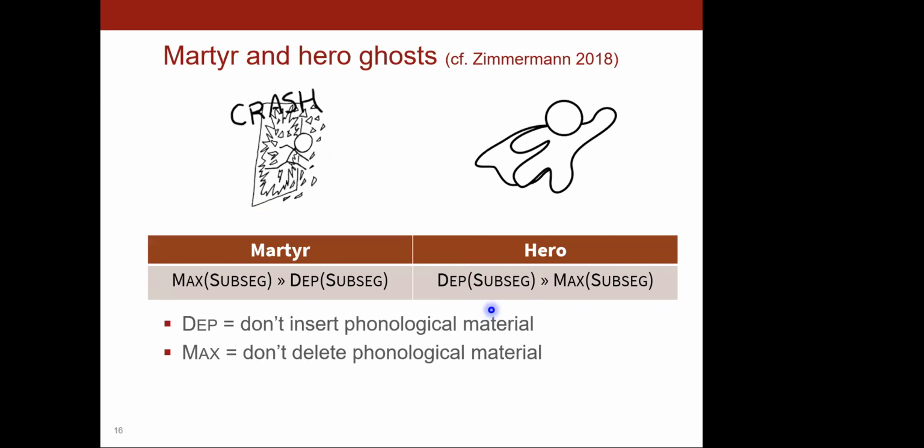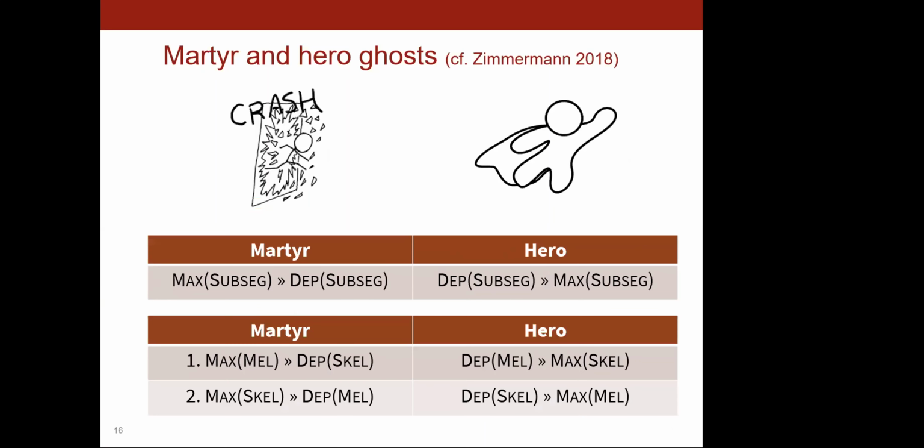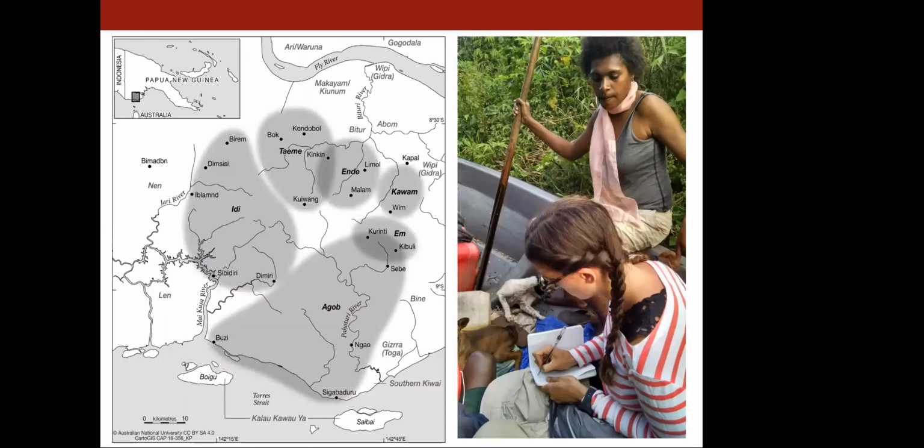You would get a ranking paradox. So I'm going to show you today a language that does indeed have both martyr ghosts and hero ghosts. That's Ende. And I'm going to propose a solution, essentially by distinguishing the type of ghost in the underlying form.